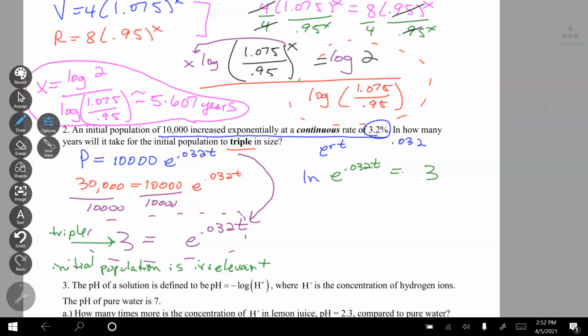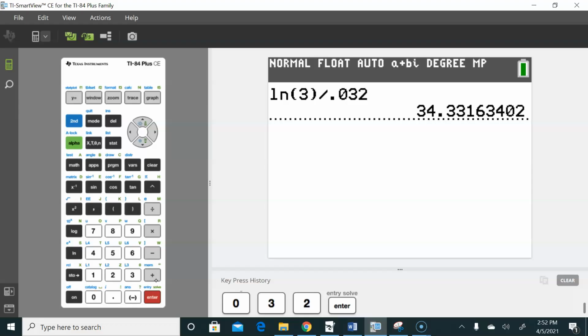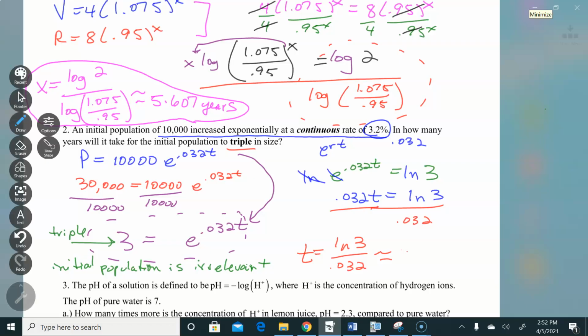I'm going to ln both sides of it, because when I have an e, I want to natural log it. 0.032 t is equal to ln of 3. Divide by 0.032. I get t is equal to the ln of 3 divided by 0.032. And I'm going to put this in the calculator. ln of 3, close parentheses, divided by 0.032. And I get a little bit more than 33 years. I can minimize this. Bring this up. 34.332 years is what I get.